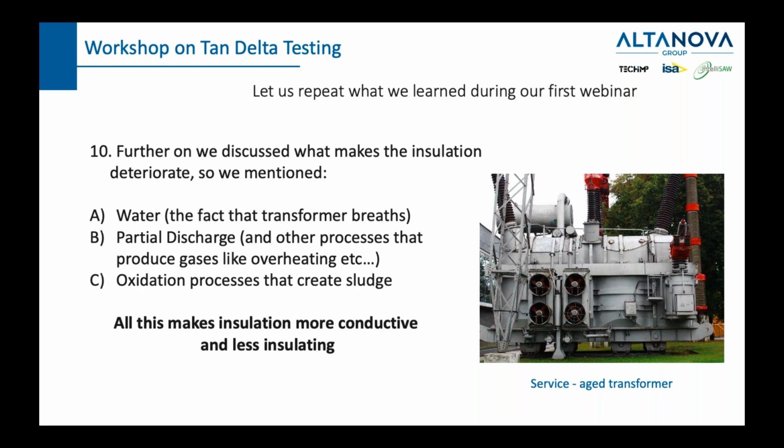And partial discharge together with some other processes like thermal overheating can produce gas. So in the first step we have water, in the second step we have gas. Both of these elements make the insulating material more conductive. And third is our general oxidation processes which create a sludge. Sludge is something that gathers in the bottom of the tank and it makes the whole insulating system more conductive. So in order to understand how much our insulating system is actually insulating and how much it is conductive, we do a tan delta test.